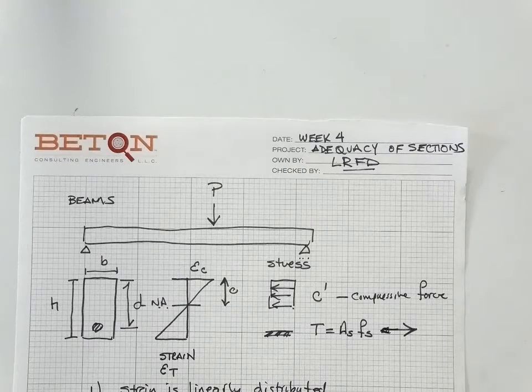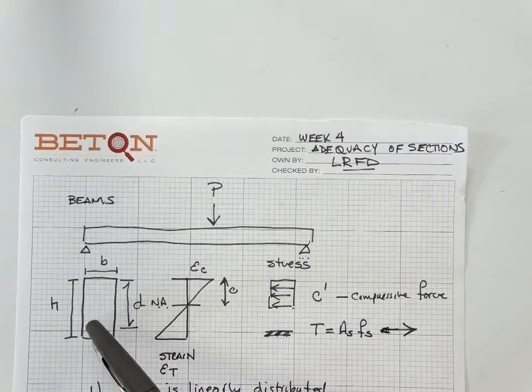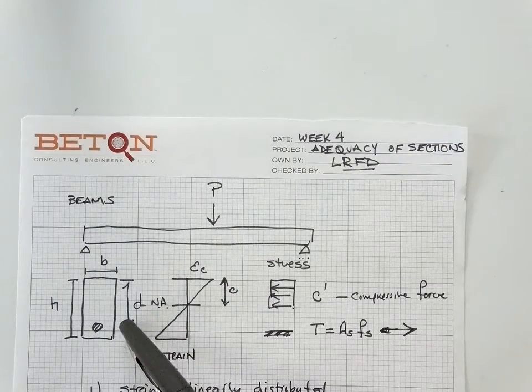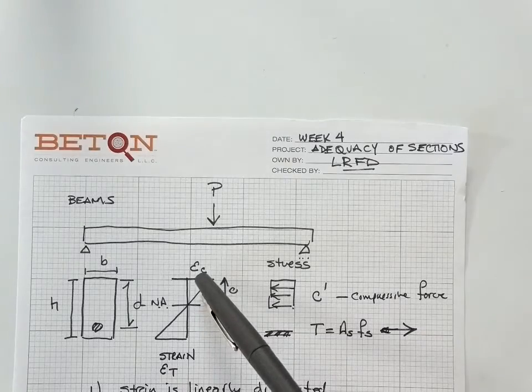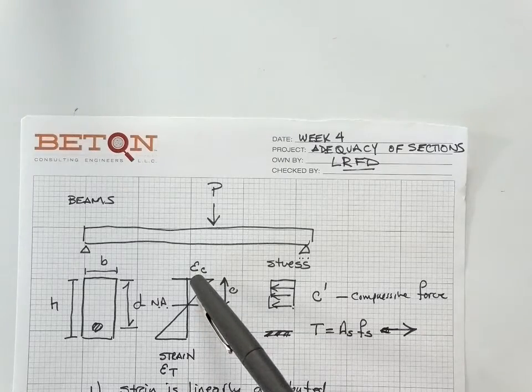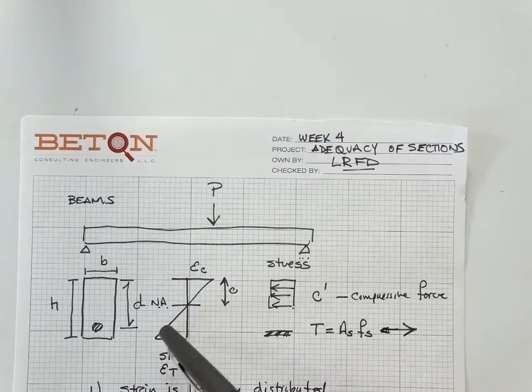So it's causing a sagging moment. In our cross-section here, the width of the beam is B, and the depth of the beam is H. There's a little bit of steel down here, and the steel is at a depth of D. The sagging moment is causing a strain in compression at the top of that beam, and a strain in tension at the bottom of that beam.